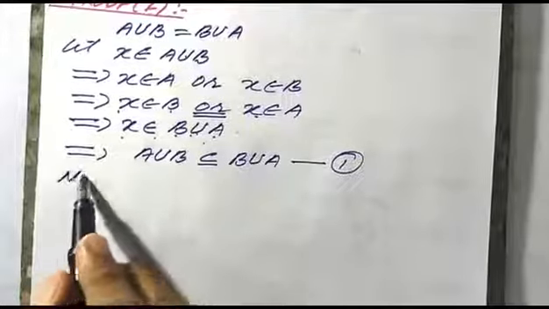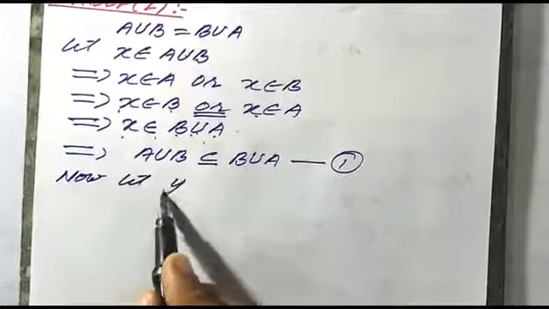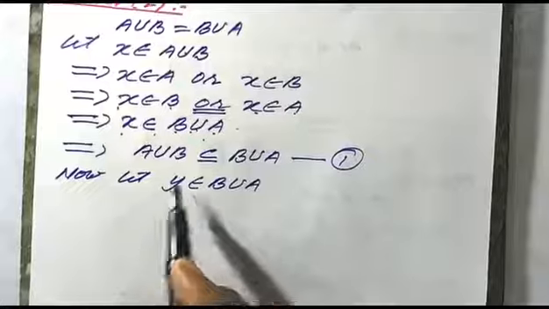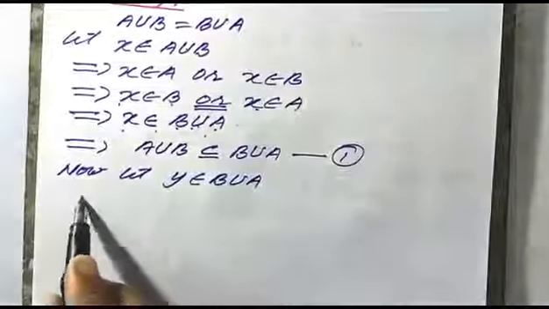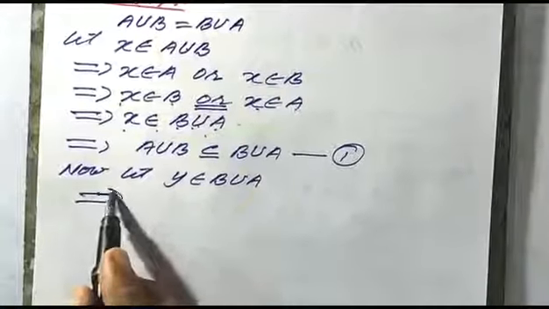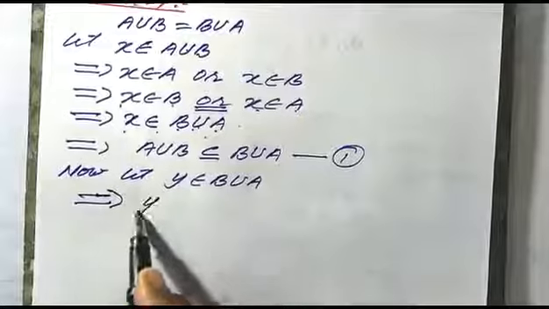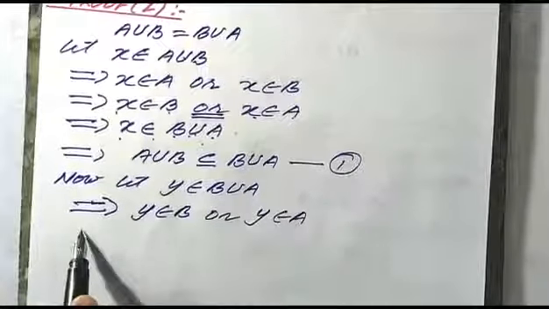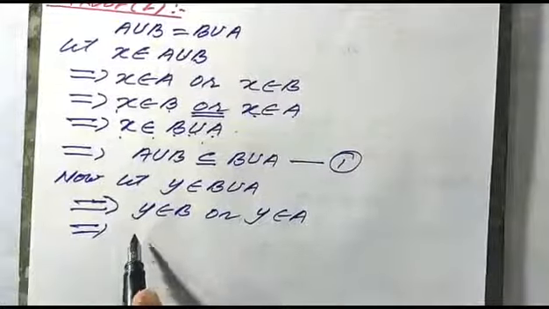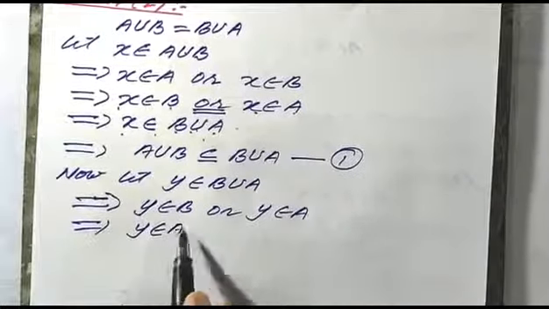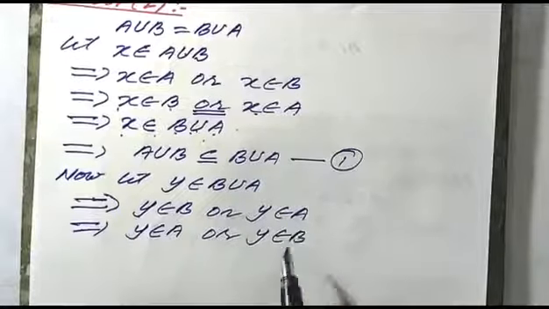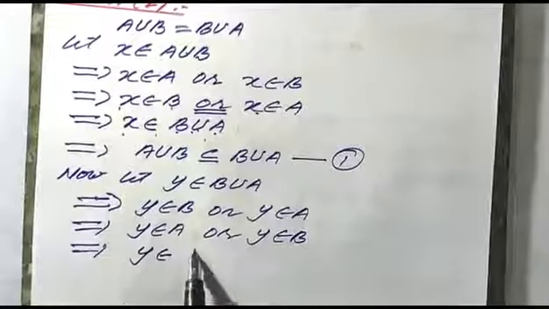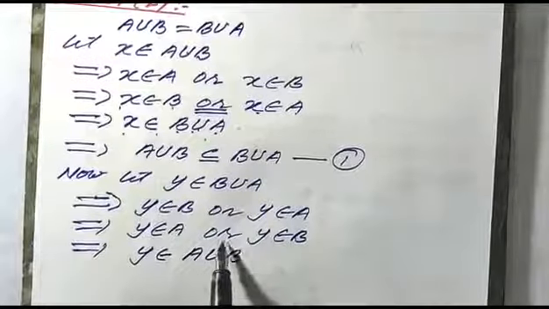Now let Y belong to B union A. Now we take an arbitrary element from the right hand side, that is B union A, and again, as we have done for A union B, this statement may be written as Y belongs to B or Y belongs to A. It implies that the same statement may also be written as Y belongs to A or Y belongs to B. If we write this statement collectively, we may write it as Y belongs to A union B, because of the word or.